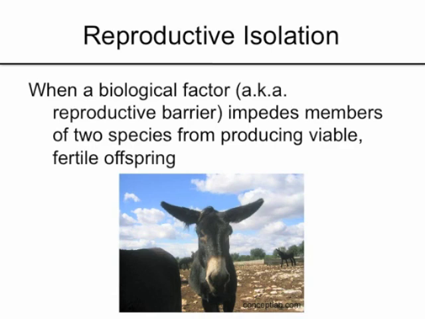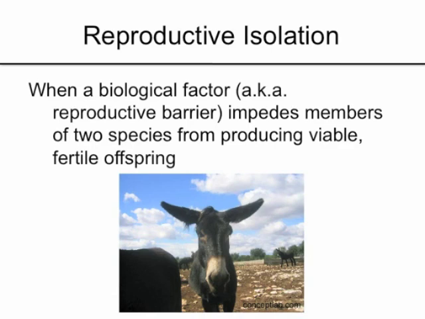And there are lots of different mechanisms, lots of different kinds of reproductive barriers. And your textbook goes into it really nicely. So we've talked about a few of these. We talked about female mate choice. This is a behavioral isolation pattern that leads to two species not even attempting to mate.